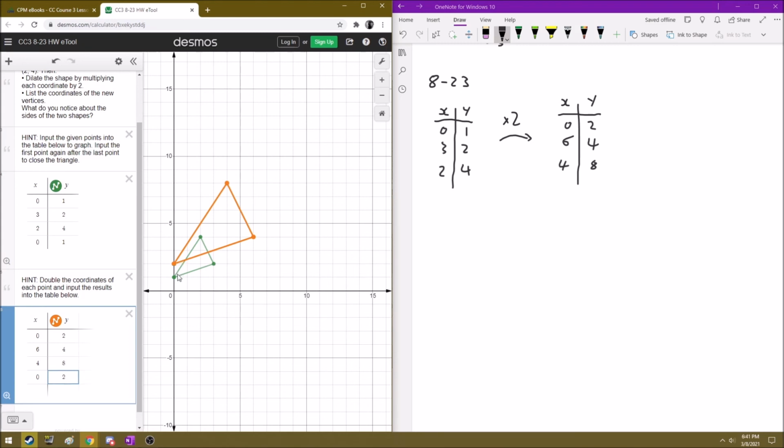Another thing to note is that all the corresponding sides, the lines, are parallel. They both go in the same direction.